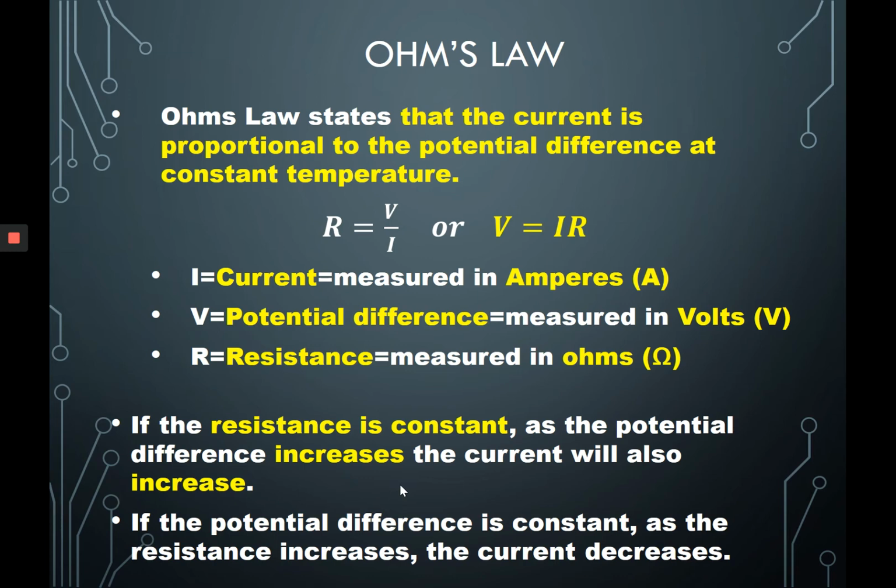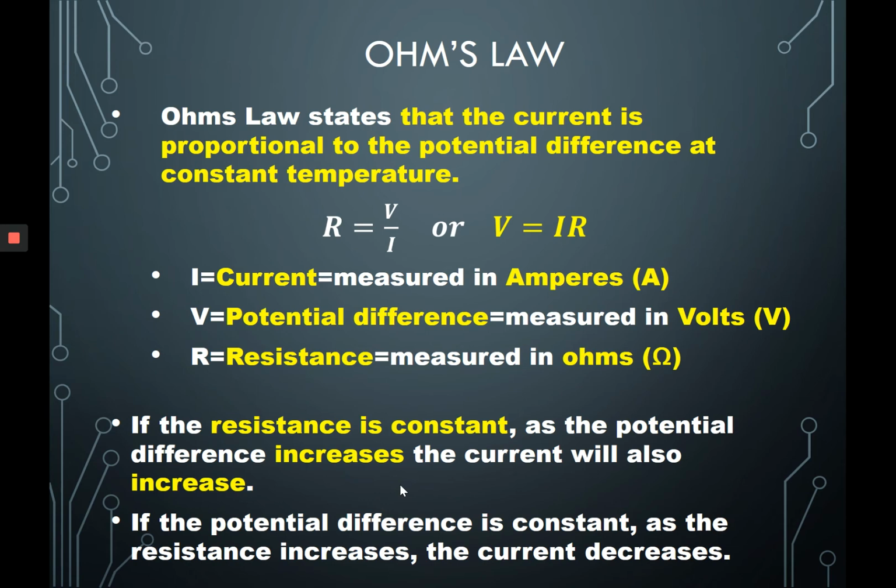So in the equation, we have I for current, and that's measured in A for amperes. We have V for potential difference, which you may know as voltage, and it's measured in V for volts. And then we have R for resistance, and it's measured in ohms, which is the symbol omega, that horseshoe looking symbol.